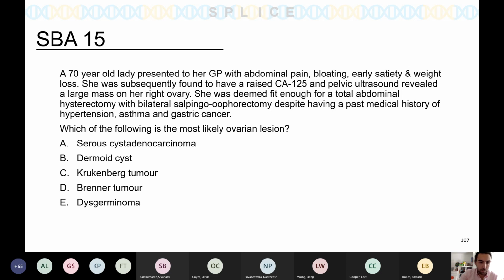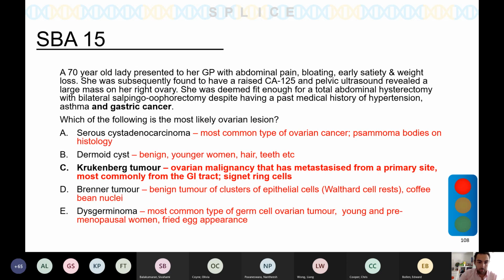Yeah, okay. So I see why you've all gone for A. This is the most common type of ovarian cancer. This question, I appreciate it might not be the best written, but I'm just trying to highlight what UCL are like, and they'll throw in some dumb histology and these niche words. But yeah, serous cystic adenocarcinoma is the most common. But the reason why I thought this was a Krukenberg tumor was due to the fact that she's got a previous history of gastric cancer as well.